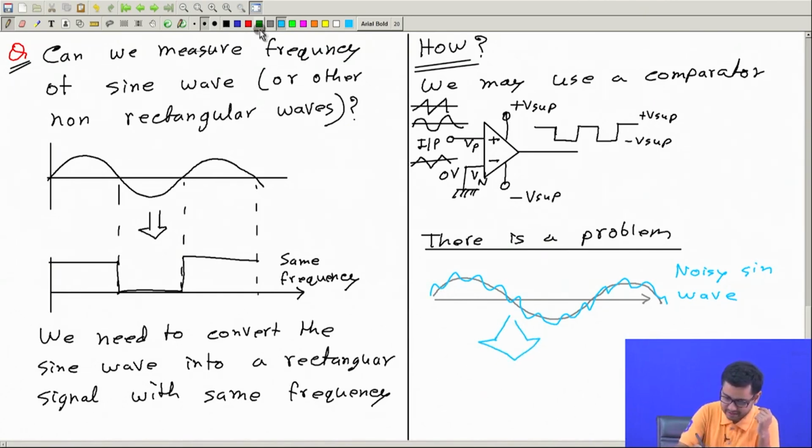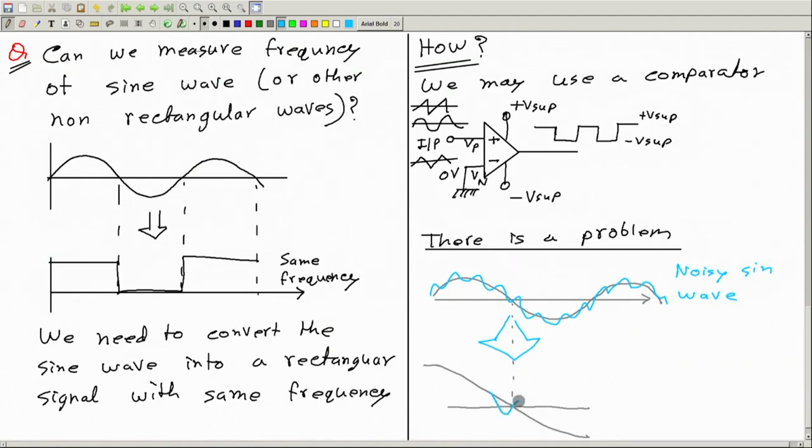So this is the point where I am zooming in. So the sine wave should have been like this, but instead here the wave is like this. Okay. So what do we observe?